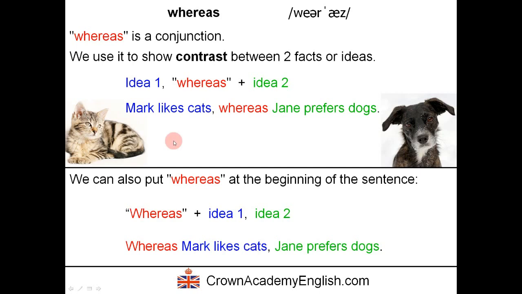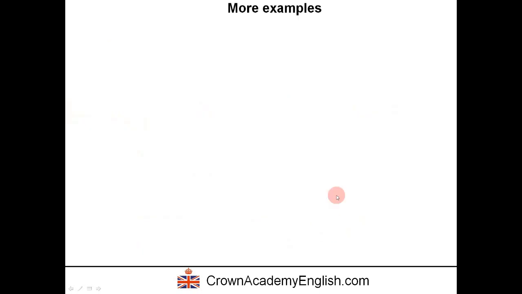So we have the same two ideas, idea one and idea two, and they're in the same order, and we have the word whereas now at the beginning. And it's still a conjunction. It still joins these two ideas together, but it is not in the middle this time. The word is not in the middle, but it still joins these two ideas together. So we're comparing and contrasting. Now the rest of the video is me giving you more examples of this.